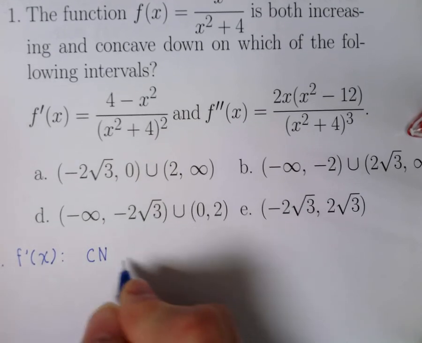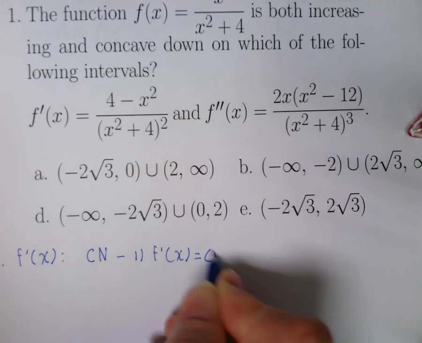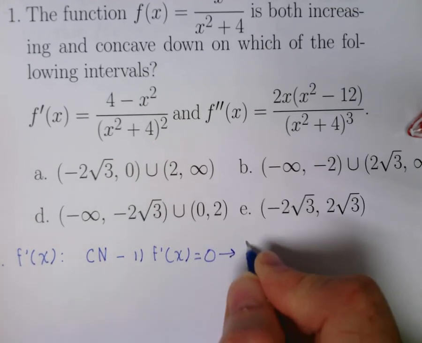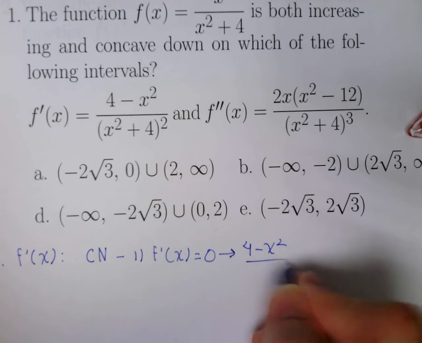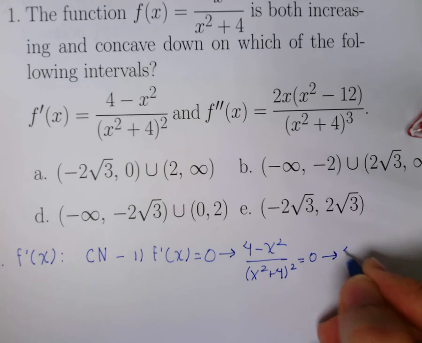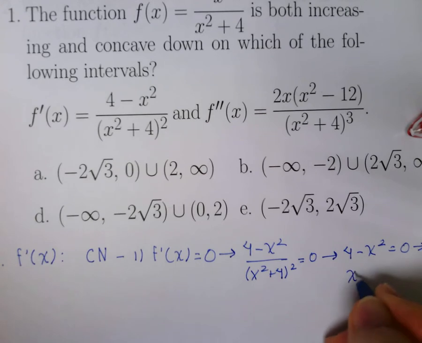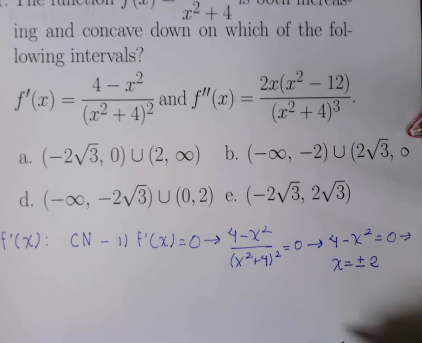Critical numbers occur where f prime of x is equal to 0. And so we look at that derivative, which is given to us, and set it equal to 0. And we see that 4 minus x squared equals 0. So x equals plus or minus 2. Make sure you get both of those values.